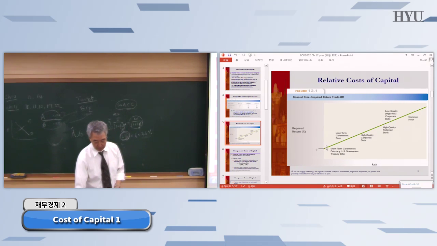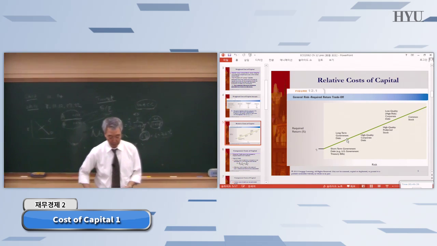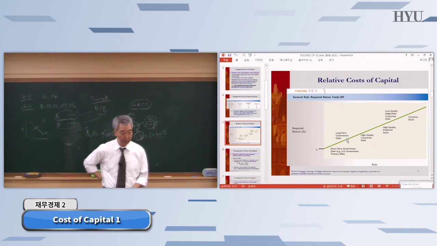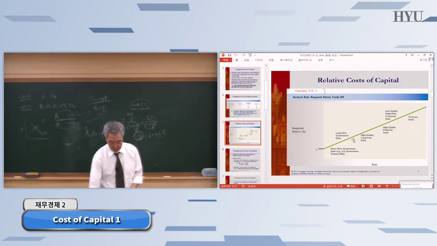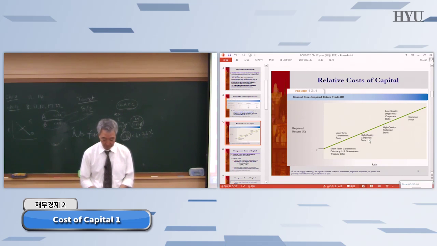And then as we move on to longer-term securities, even the government debt involves some risk, right? You never know what's going to happen in 20 years, even to the U.S. government, okay? And then after that, you have high-quality corporate debt, like AAA or AA corporate bonds, right? And right after that, you have high quality preferred stock. Okay?